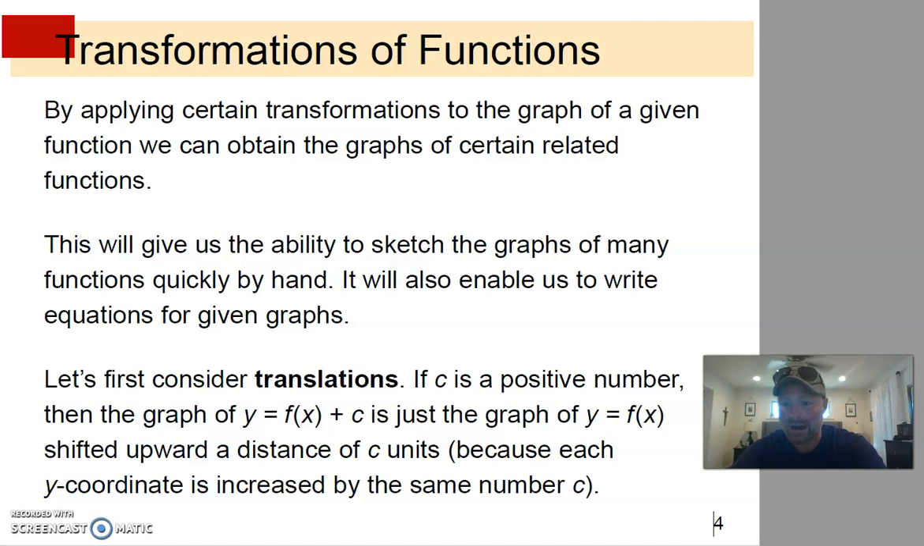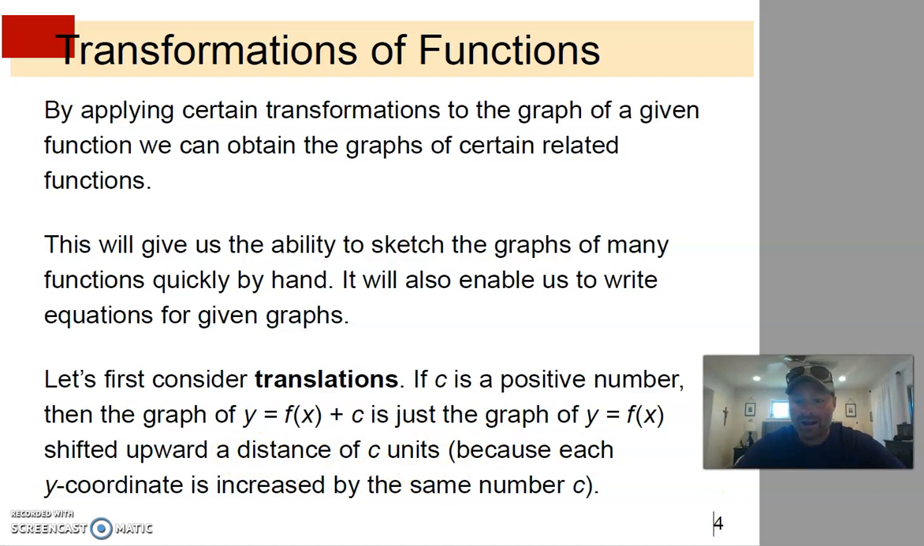And we notice that our graph moves either left or right, up or down, based off of what happens to a specific function. Now, anytime we are adding a value or subtracting a value from the entire function, as we can see down here with y equals f of x plus c, when we're adding c to the entire function, that's going to result in a shift up or down, okay?